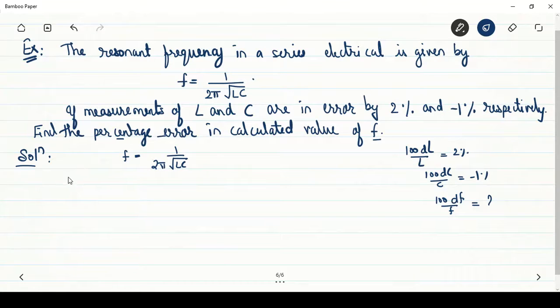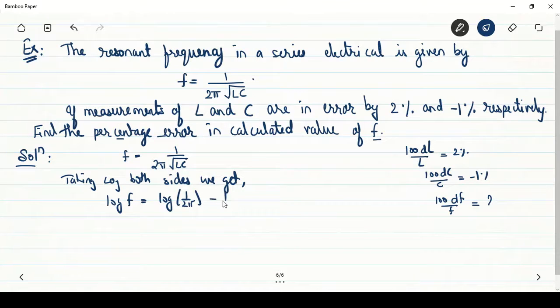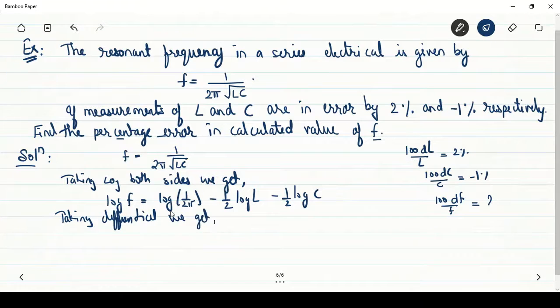If you take log on both sides, we get log f = log(1/2π) − (1/2) log L − (1/2) log C. Now if we take the differential of both sides, we take the derivative, so we get (1/f) df = 0 (the derivative of the constant is 0) − (1/2) dL/L − (1/2) dC/C.